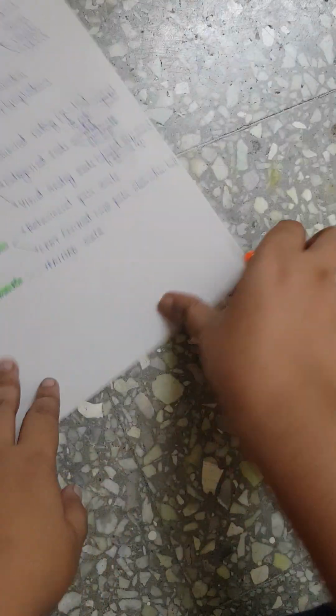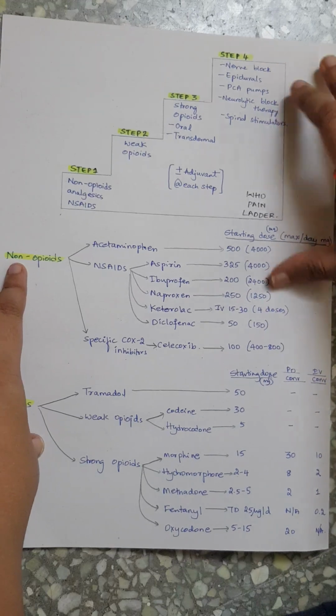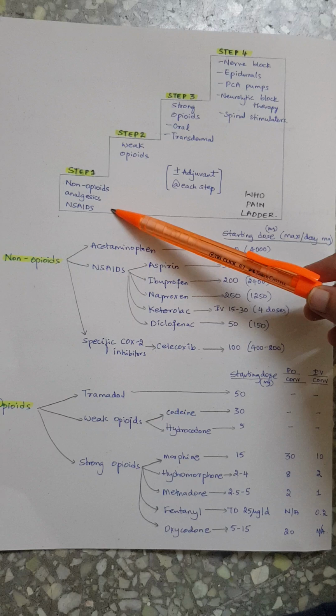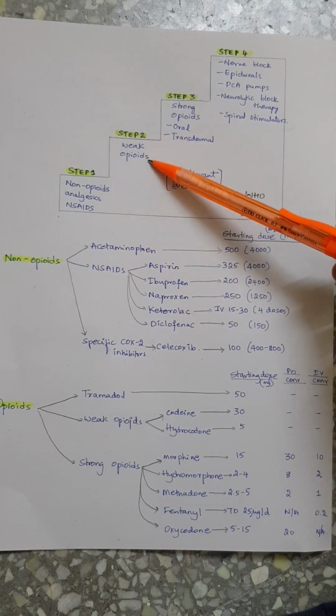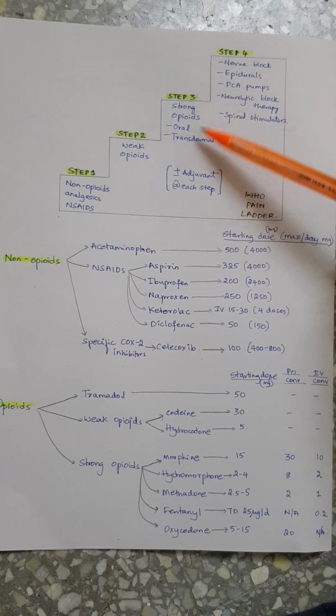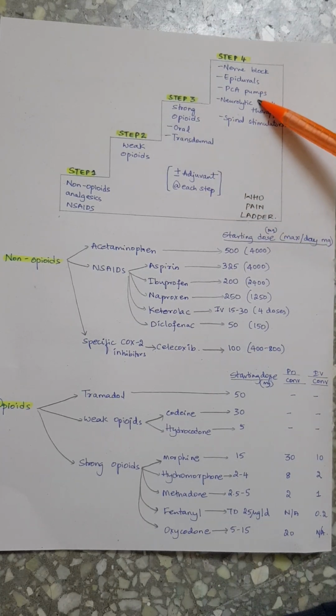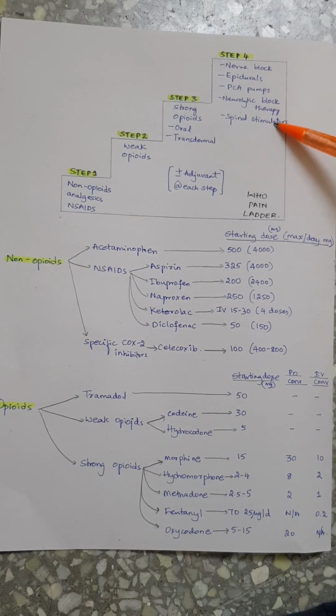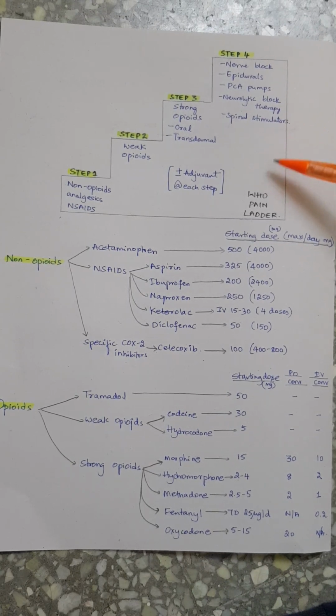Now coming to the WHO pain ladder. Step 1 is using non-opioid analgesics. Step 2 is using weak opioids. Step 3 is using strong opioids, oral or transdermal. Step 4 is using interventional methods like nerve blocks, epidurals, PCA pumps, neurolytic block therapy, and spinal stimulators. This is the whole WHO pain ladder.